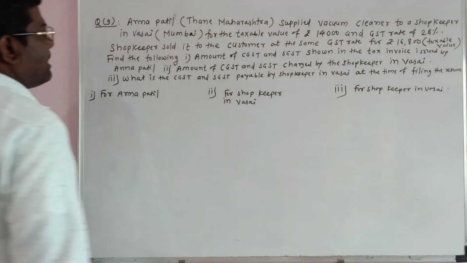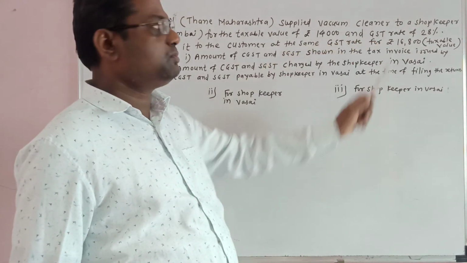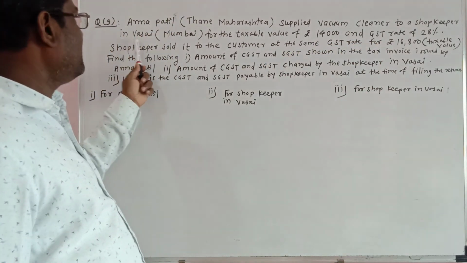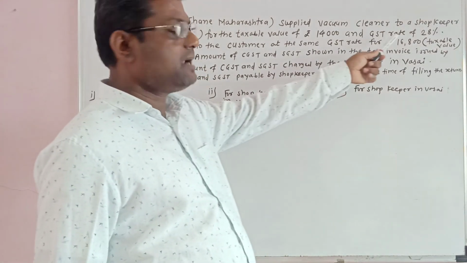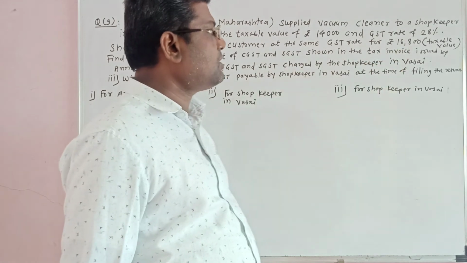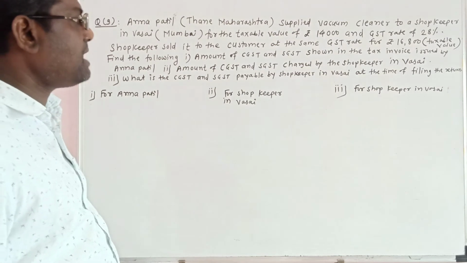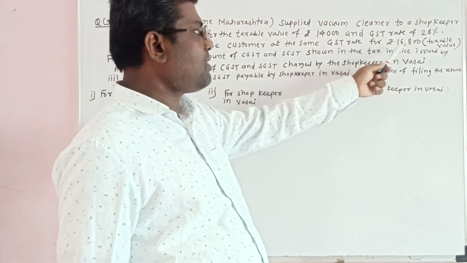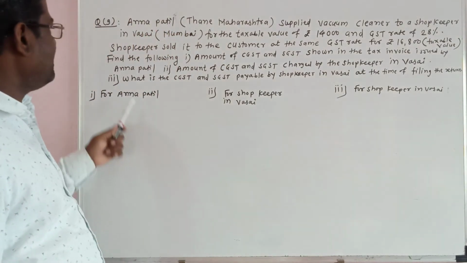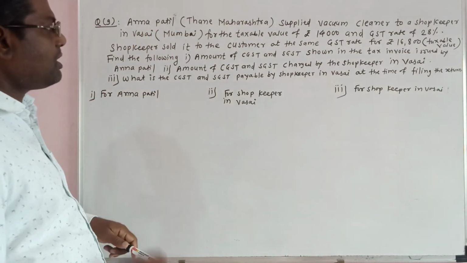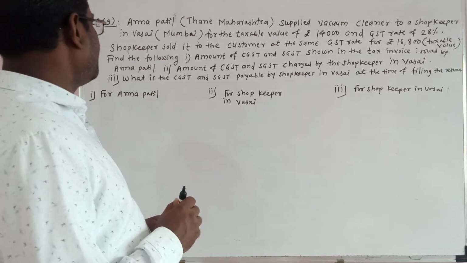Question number 9. Anna Patil, Thane, Maharashtra, supplied a vacuum cleaner to a shopkeeper in Vasai, Mumbai, for the taxable value of rupees 14,000 and GST rate of 28%. The shopkeeper sold it to the customer at the same GST rate for rupees 16,800 taxable value. Find the following: the amount of CGST and SGST shown in the tax invoice issued by Anna Patil.